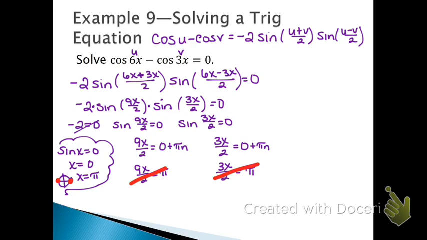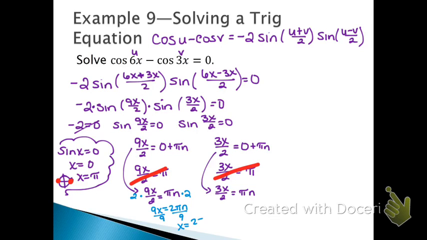Alright. So I've got, just bringing this down here, 9x over 2 equals 0 plus pi n. What is that? Pi n. And bringing this one down, I've got 3x over 2 is equal to pi n. So let's solve for x. How are we going to solve for x? Multiply both sides by 2. So we get 9x equals 2 pi n. And divide by 9. So we get x equals 2 pi n over 9.